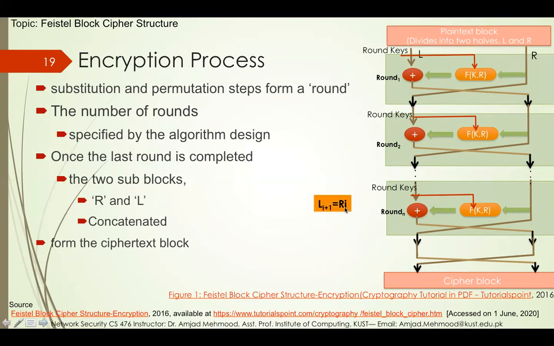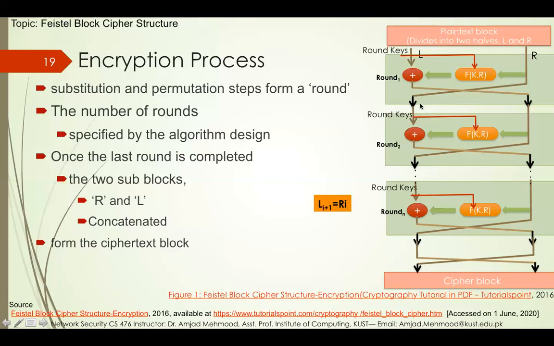Now, this is a formula showing how the encryption will be done. You can see how L will be received: L of i+1 will be R of i. For example, if you replace i with 1, L2 will be R1. So you can see that this is L2 and this is R1. This is how the encryption is done.